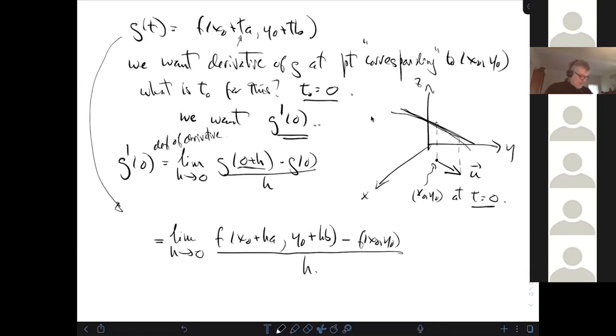But now just look at the expression which is here. You see that what you're doing is, this is the value at the base point, and what you do is you move off the base point by an increment of h in the u direction. That's basically what you're doing. So I'm going to rewrite that in a slightly different form, and you'll see better what's happening.